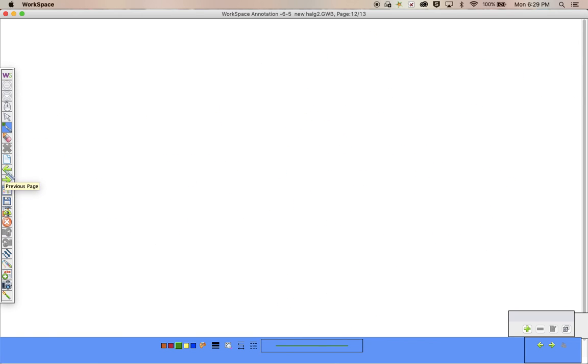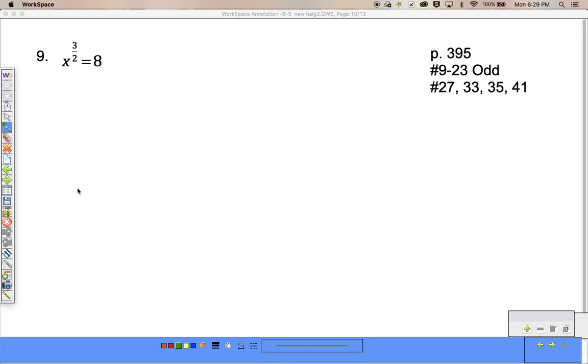Use the rest of this. Oh, no, I lied again. All right, let's solve this one. Quick and easier one. From last night's homework, I can write this as the square root of x, and I put that imaginary 2, cubed equals 8.